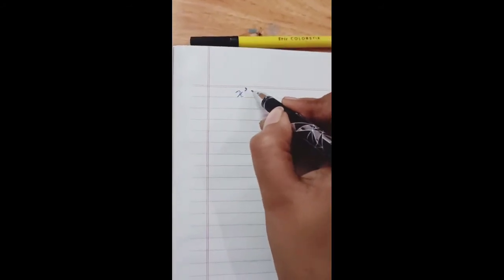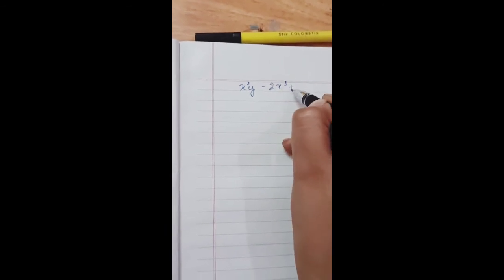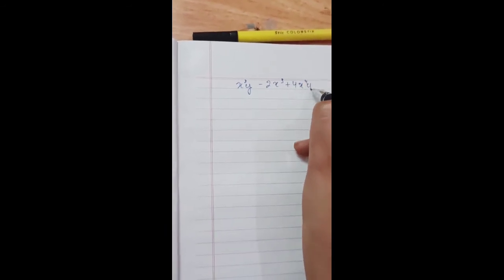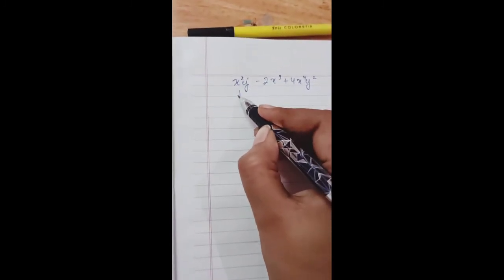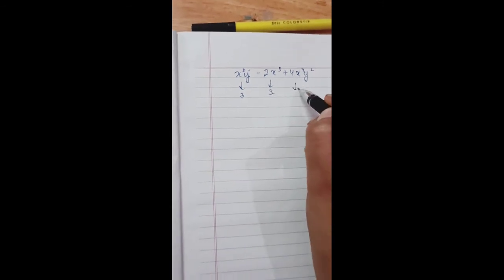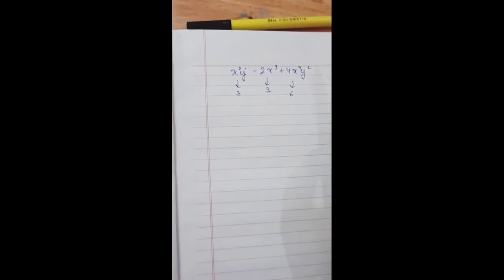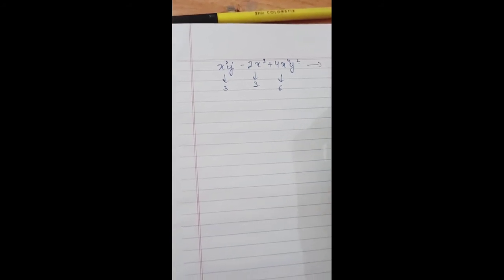It means the degree of this polynomial is 6. Let's take one more example. x square y minus 2x cube plus 4x to the power 4 y to the power 2. Here we have 2 and here we have 1, so when we add 2 and 1, we get 3. Here we get 3 and here we get 6. So what is the degree of this polynomial? The degree of this polynomial is 6.